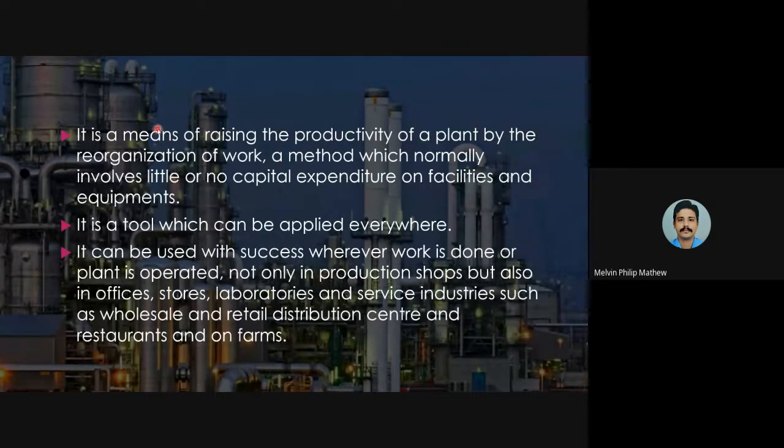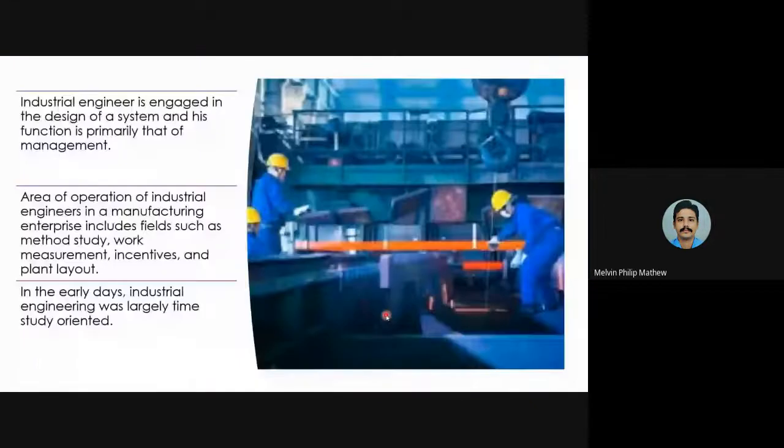So industrial engineering is applied in the field. It can be used with success wherever work is done or a plant is operated, not only in production shops. It is not limited to production shops, but also applies in offices, stores, laboratories, and service industries. In all these fields, we are applying industrial engineering procedures to raise the profit incurred from each of them. So this is the application of industrial engineering.